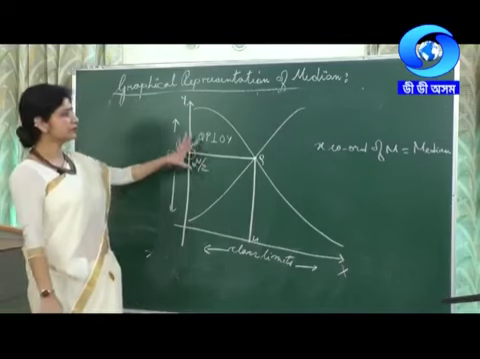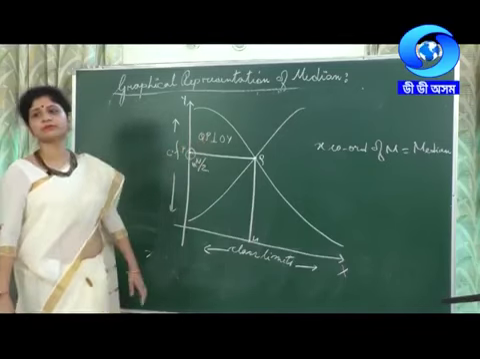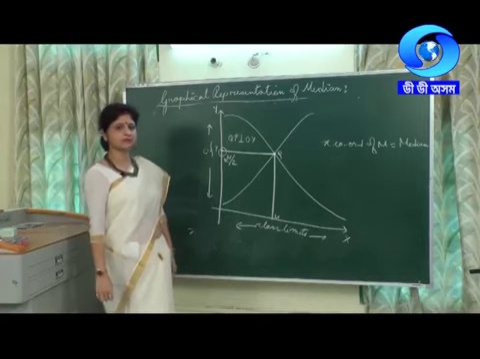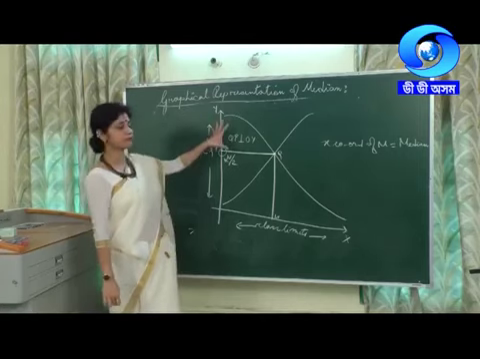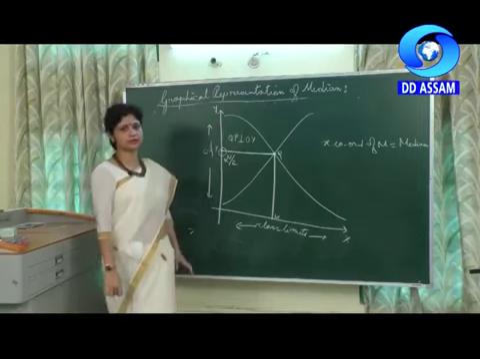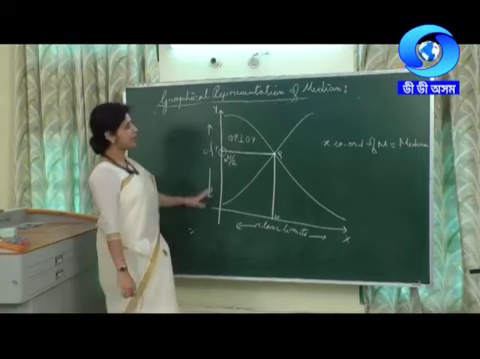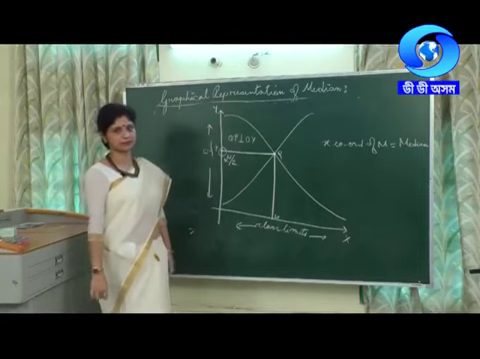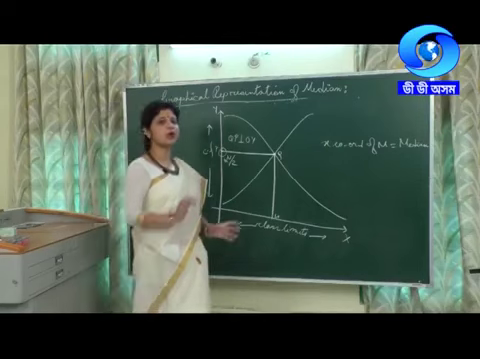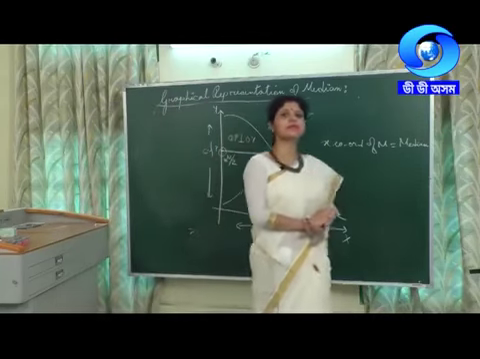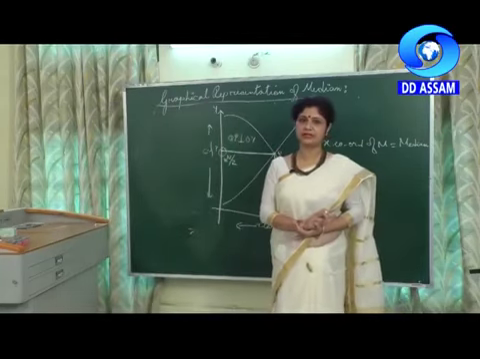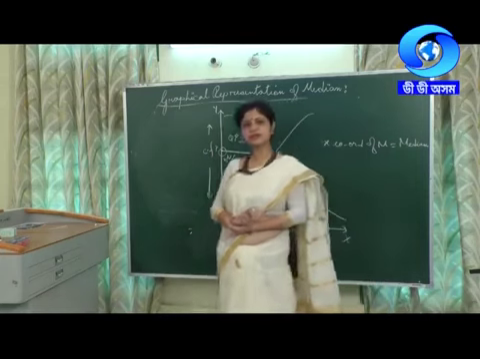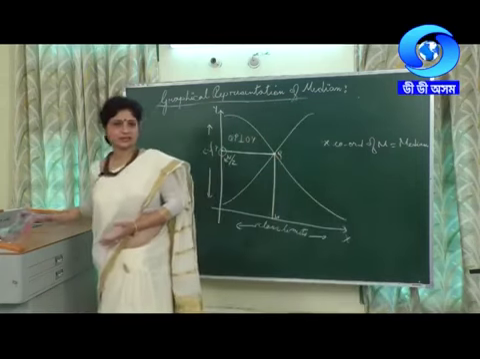All right, so this is another way of graphical representation of median by making use of both the types of ogives, that is more than type ogive as well as less than type ogive. So this is all about graphical representation of median. I think it is clear to each one listening to this class.